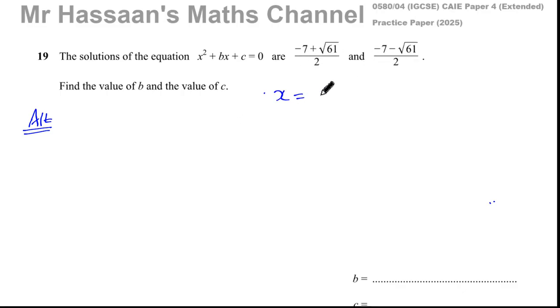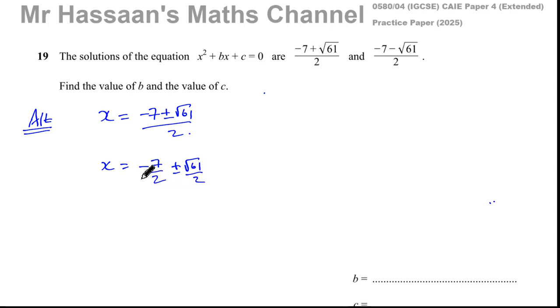So that means x can either be -7 plus or minus the square root of 61 over 2. Okay, so if we work backwards from completing the square, before you reach this situation, these two are separate fractions. You have minus 7 over 2, and this is plus or minus root 61 over 2. And before they were separate fractions, this was on that side of the equation. So you had x plus 7 over 2 equals plus or minus the square root of 61 over 2.